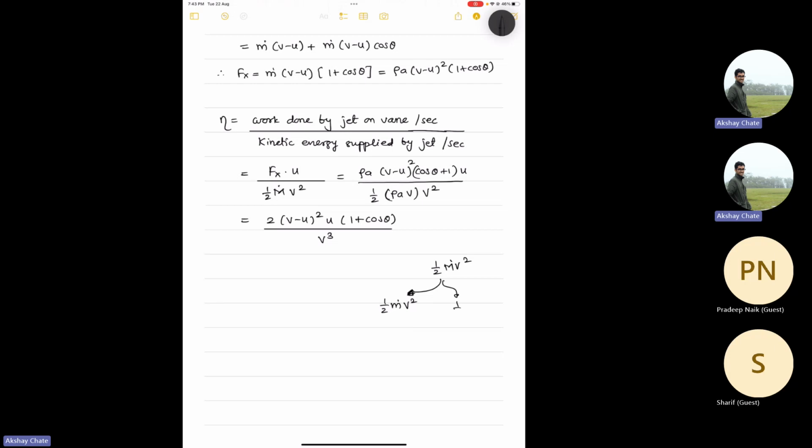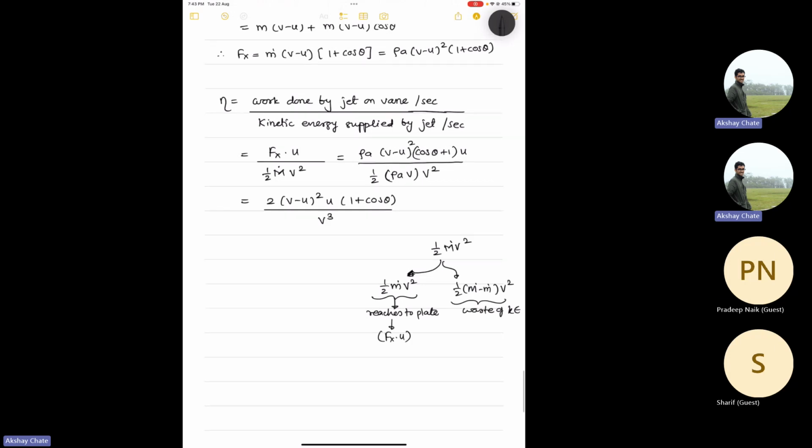This half (capital M dot minus small m dot) v square never reached the vane because your vane is not stationary. If the vane or plate is stationary, the full mass will go there and hit it. But since the plate itself is moving with some velocity, the complete mass doesn't go. So this is your waste of kinetic energy. Now this small m dot reaches the plate, and out of that, the plate converts Fx into u into the final work output.